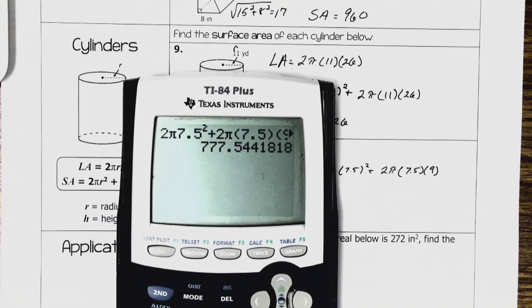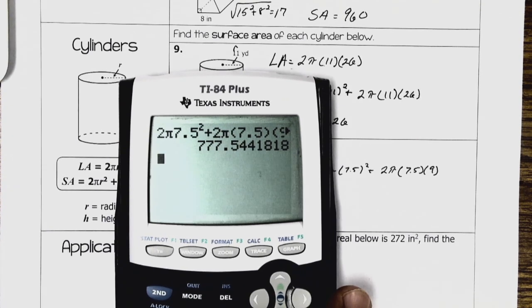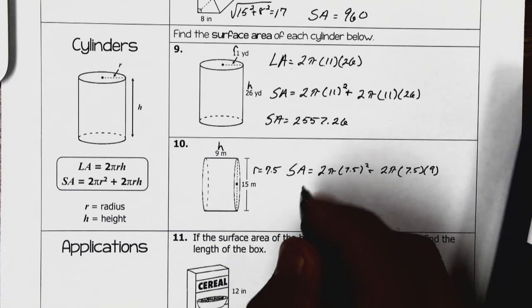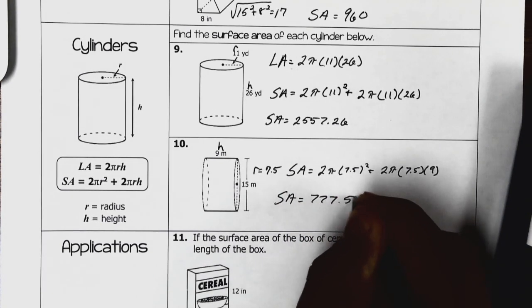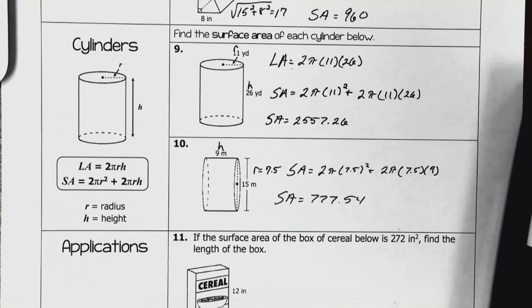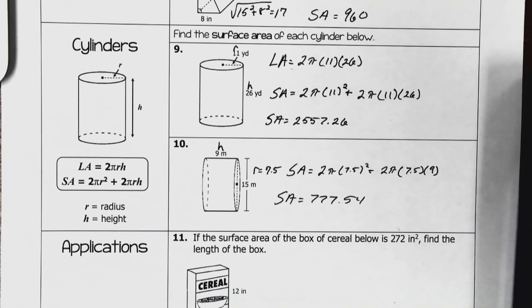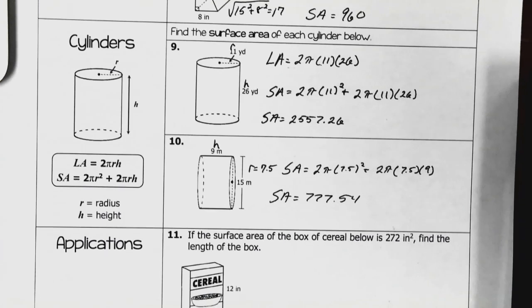Let's see, make sure that's correct. Yeah, it is 77.54. So surface area is 77.54. And that's pretty much it for the cylinders. Like I said, the cylinders are pretty straightforward because of those circle bases. It's the prisms that are a little bit more difficult.